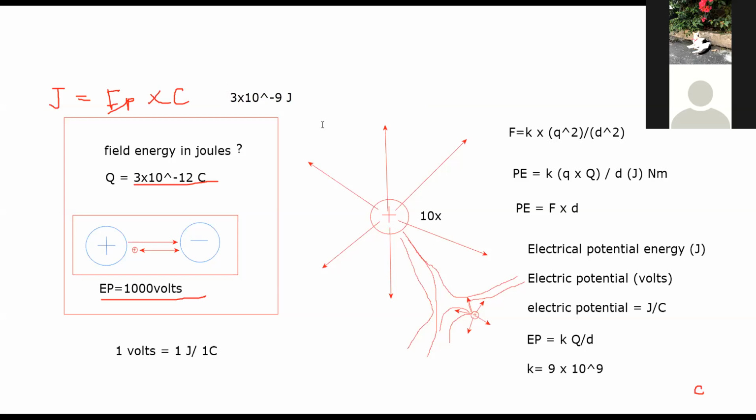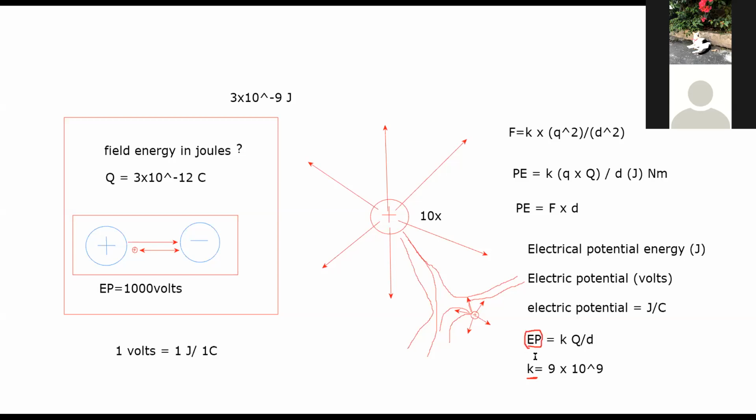What's K again? K is 9 times 10 to the 9. And what is this? Oh, that's Coulomb's constant. It's a constant that just allows you to convert between the units. Do we need to memorize this so we know the EP?